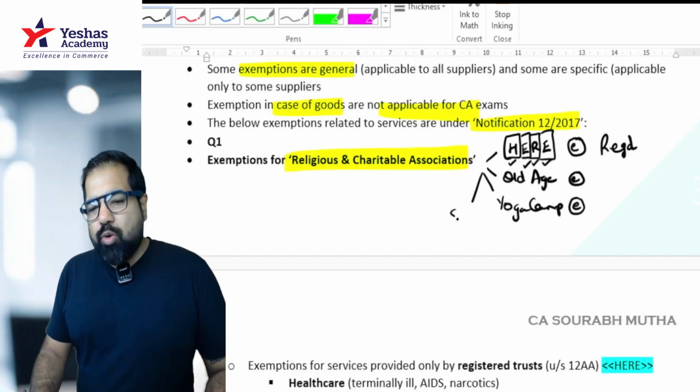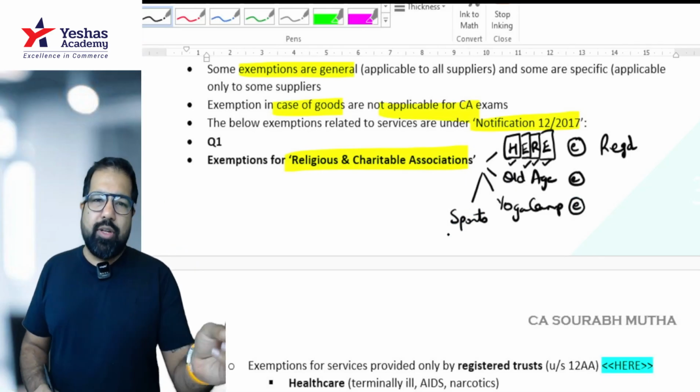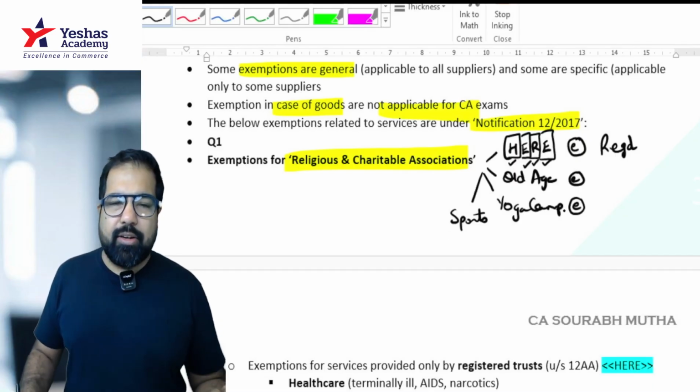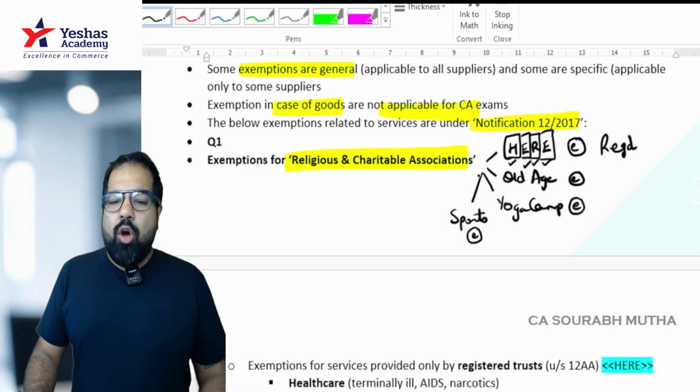Next, can they run a sports camp? Yes, they can run a sports camp, but for recreational activity. Recreational basically means hobby. So teaching some teenagers how to learn tennis, cricket, hockey, etc. And they collect some money. That is also going to be completely exempt. What else can they do?